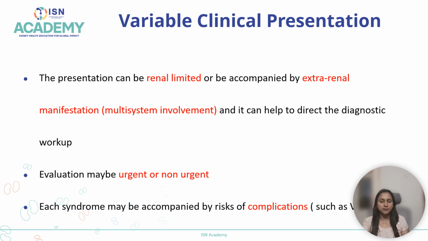Like for example, if we are looking at rapidly progressive glomerulonephritis, then it is an emergency and the evaluation should be urgent. Sometimes the syndrome may be accompanied by the risks of complications. Like for example, someone with nephrotic syndrome may present with pulmonary embolism, which is actually a complication of nephrotic syndrome.